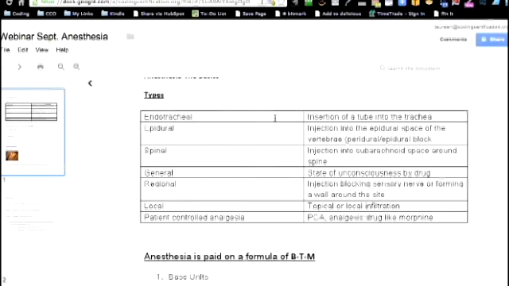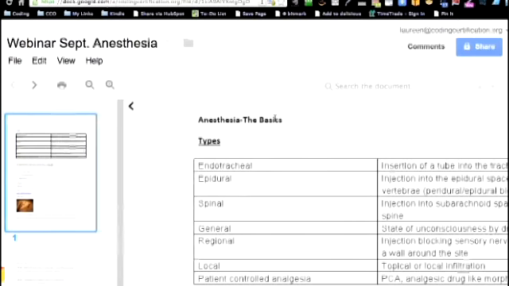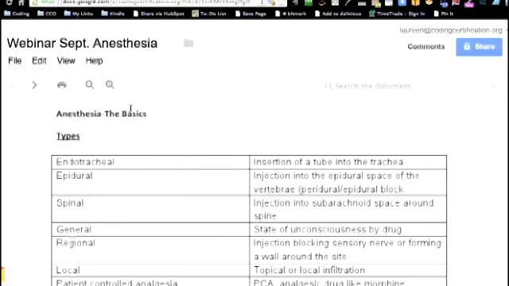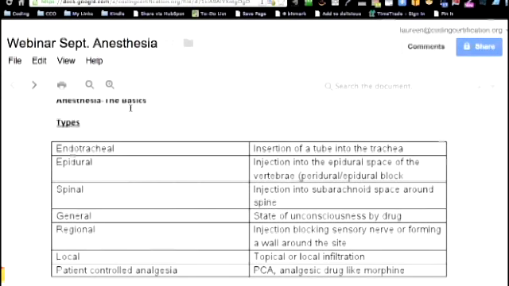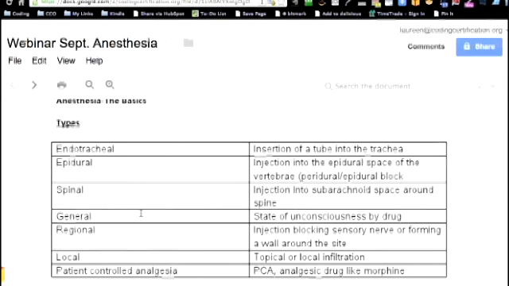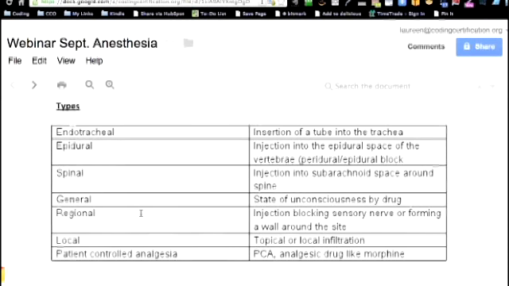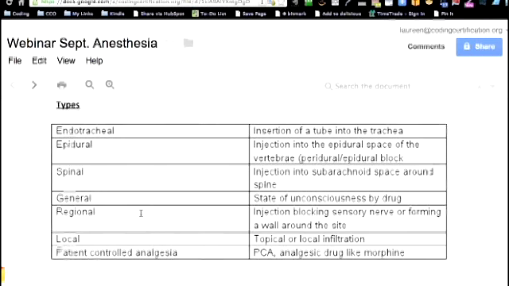The first thing you want to know, what type of anesthesia are you dealing with? These are the types that you work with. There's endotracheal, epidural, spinal, general, regional, local, and then patient-controlled. But really, patient-controlled is a little bit different because that's when they give you that morphine pump. If you've ever had to have that, it's set up so that it can't be given closer than any 30 minutes, and the patient can give themselves the morphine when they want it so the nurse doesn't have to keep coming in.